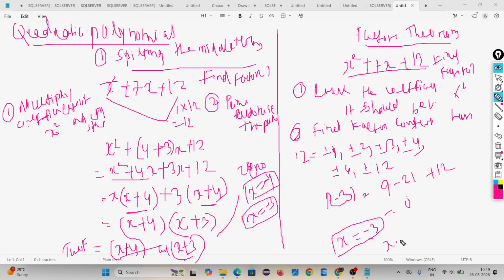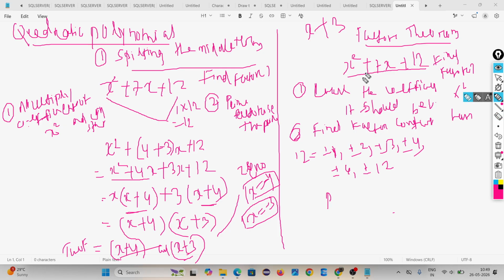Factor is x plus 3. Then some check with the minus 1, we get x equal to, sorry, x plus 3. One factor we get, x plus 3. Then same check with the remaining factor, because it is a quadratic polynomial, so we have to get at least 2.